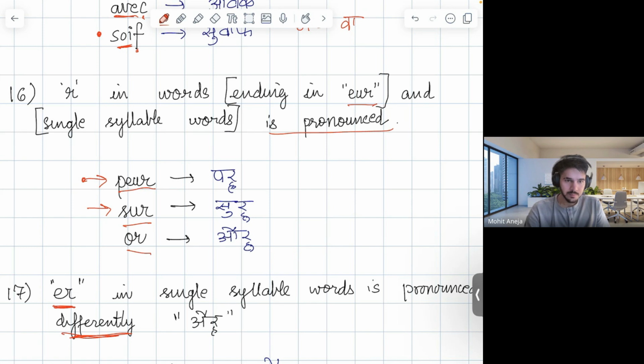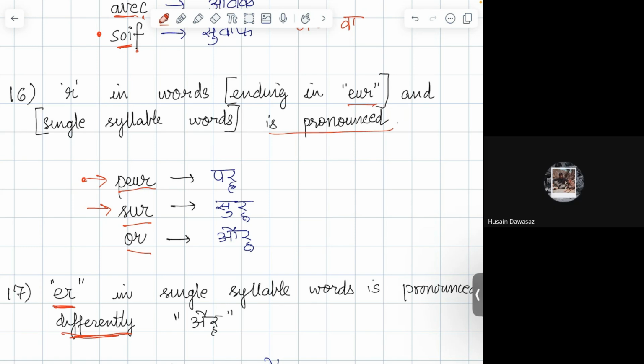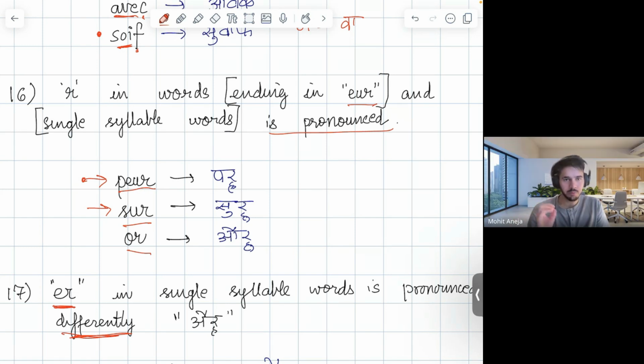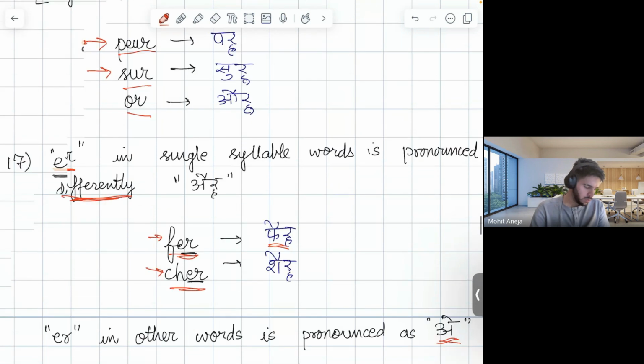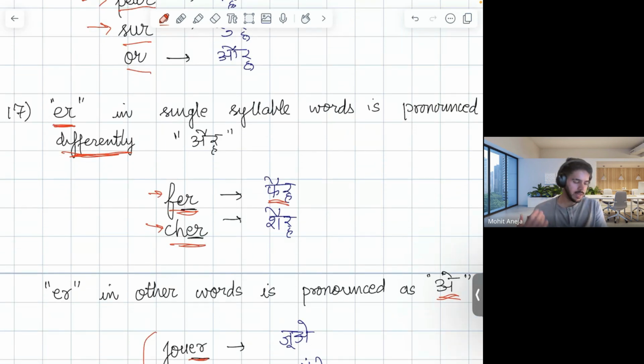Okay. So in single syllable words, we have to pronounce the ER at the end of those words. Okay. Thank you. And now we're going to move to the next one. ER in a single syllable word is pronounced differently.